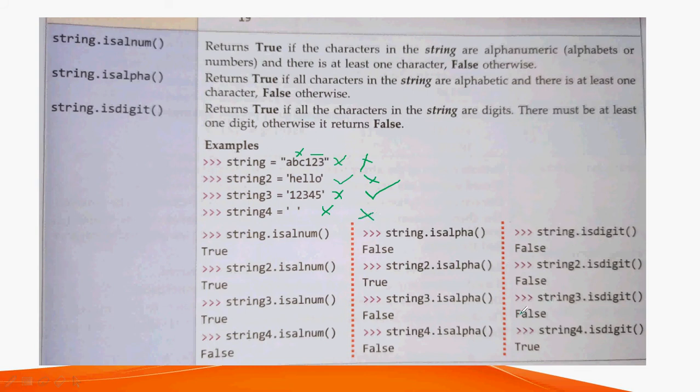Here there is a mistake, this one should be true and this is false. This has to be true and this is false because string 4 does not have any digit at all, so this will be false. And string 3 contains all the digits, so isdigit function for string 3 will return true.